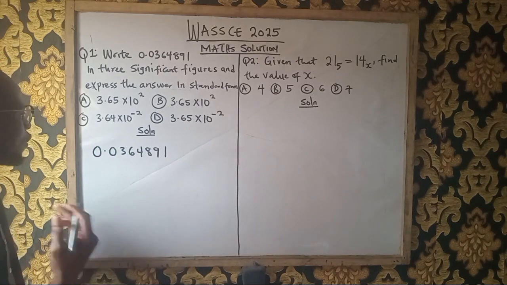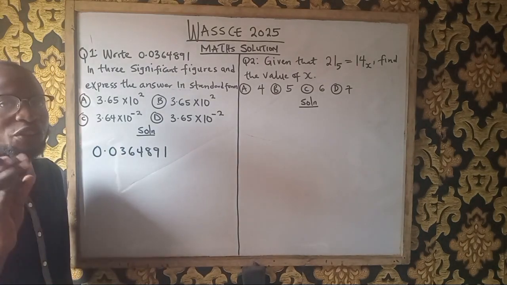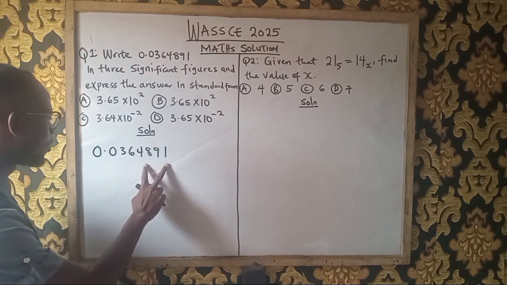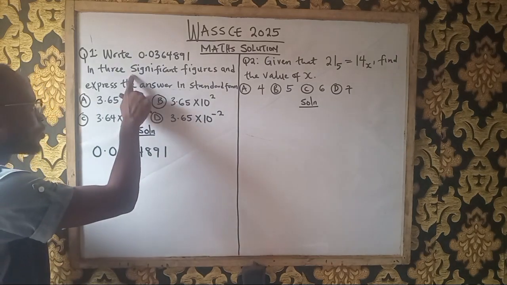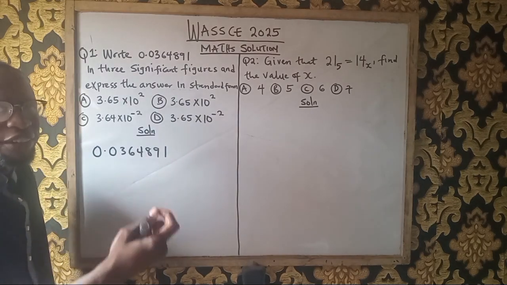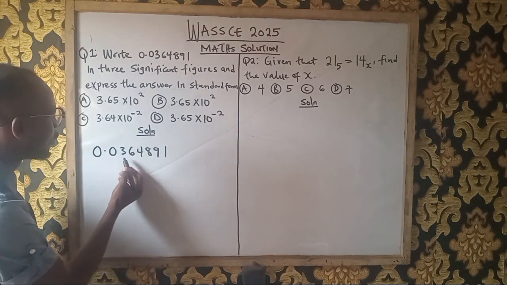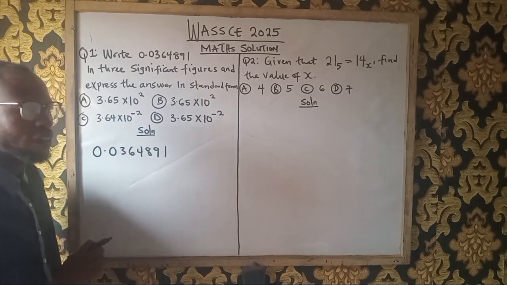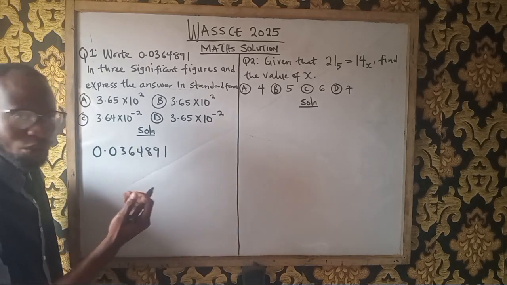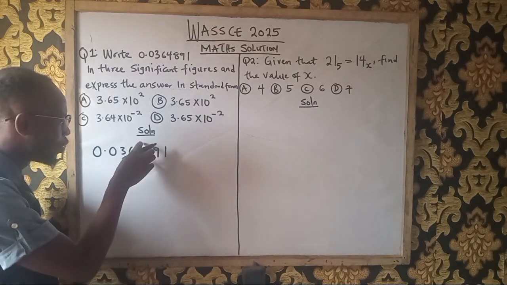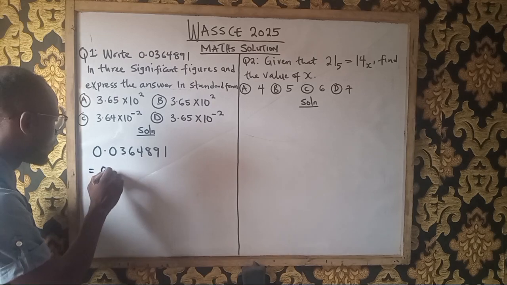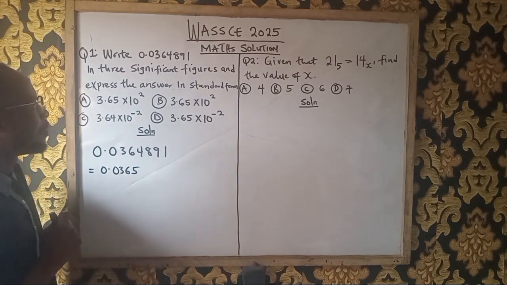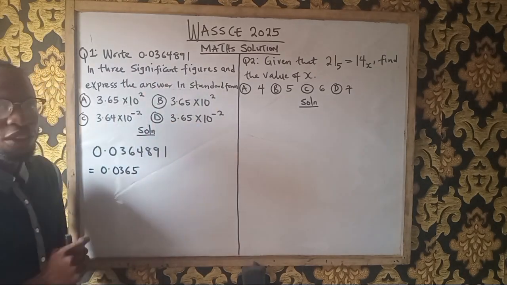When you talk of significant figures, it simply means you are starting from a relevant number. If you look at the two zeros before these numbers, they are irrelevant. The word significant means something relevant. So I will start my counting from the 3: 1, 2, 3. Can you see that? The number after this 4 is 8, which is approximable, so we can add 1 to this 4 to become 0.0365. We have solved the first problem, which is to take it to three significant figures.